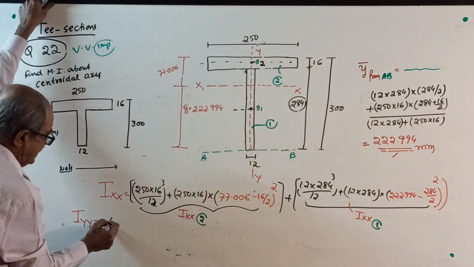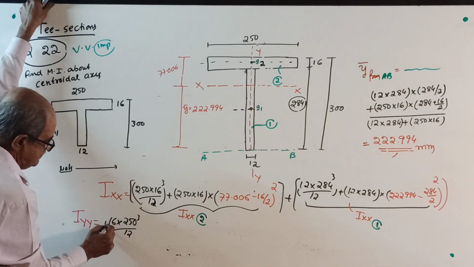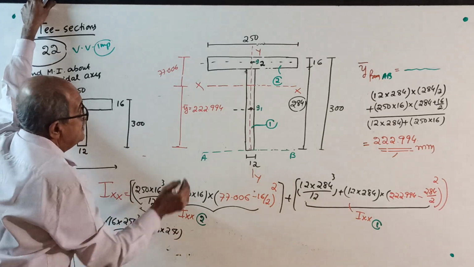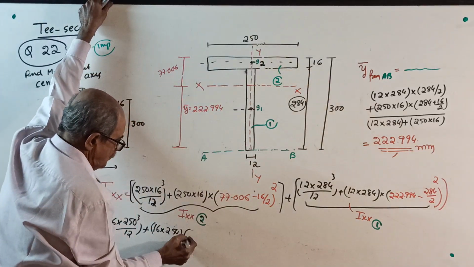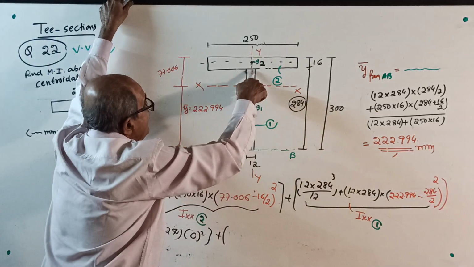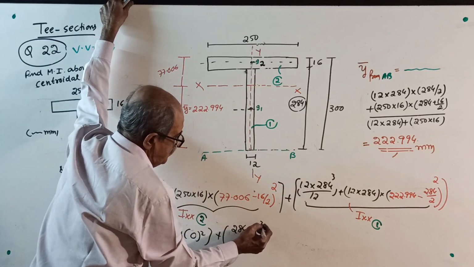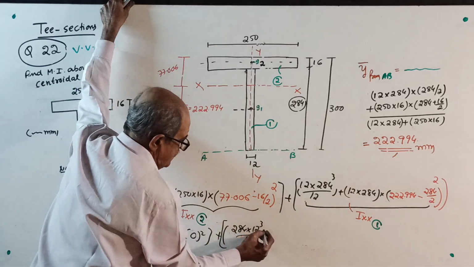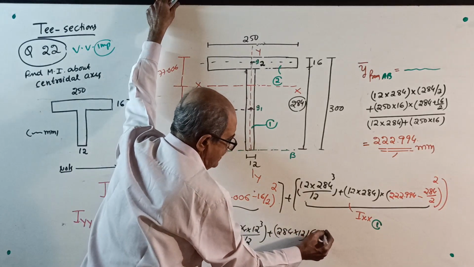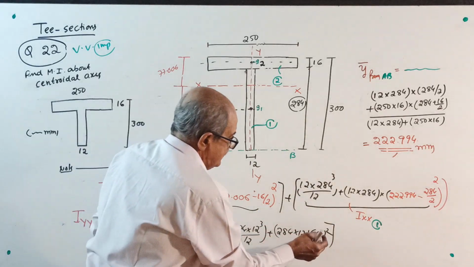So 16 into 250 cube divided by 12 plus area, 16 into 250 into the centroid lies on YY, so 0 square, over. Plus for this one, about its own axis, 284 into 12 cube divided by 12, second one, plus area 284 into 12 into once again 0 square, because the centroid lies on it. See, red color, 0 square. Write the answer.